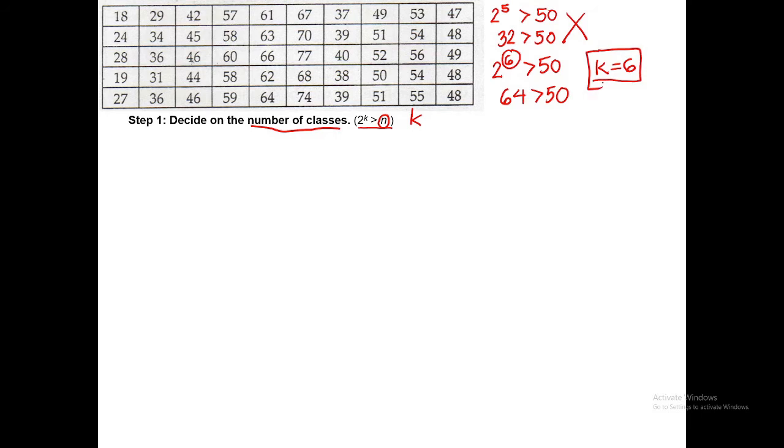Next, step number 2. Determine the class interval or the class width. So, take note of our formula. The formula for the class interval is greater than or equal to the highest minus the lowest, divided by K. We already know what K is. The problem is, what is the highest value in our given data and the lowest value? Examine the table. What is the highest value there?